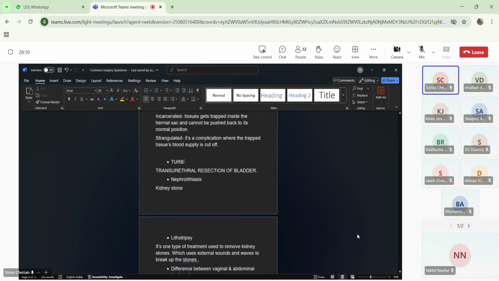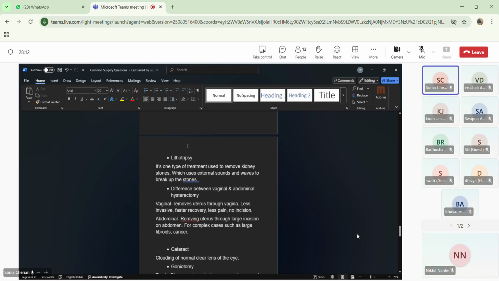Then they can ask you what is the difference between vaginal and abdominal hysterectomy. So that is very important. This question is very important, guys, because most of the interviews they are asking this question. Okay, so vaginal and abdominal hysterectomy. So we know through the vagina, if they remove the uterus and the fallopian tubes, we call it vaginal hysterectomy. And abdominal, they'll just make a large incision on the abdomen and they will remove the uterus.